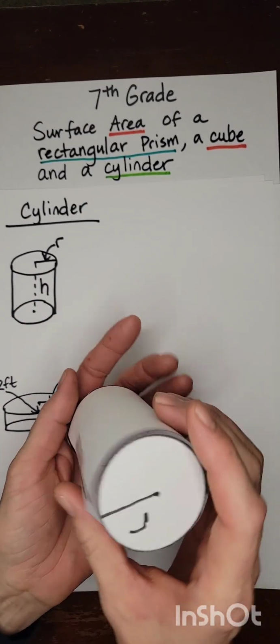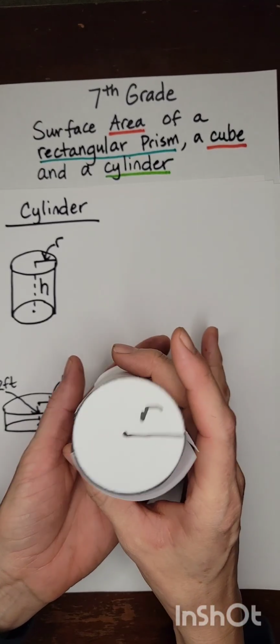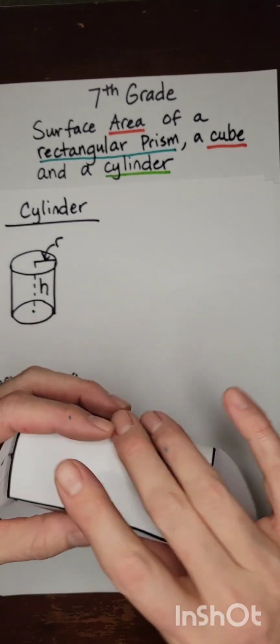We can see we've got a circle. Oh, my R is upside down. And we need a radius across the circle. All right, and we have 2 of them, so that would be easy to do. We can do area of a circle. But what about going around the outside?